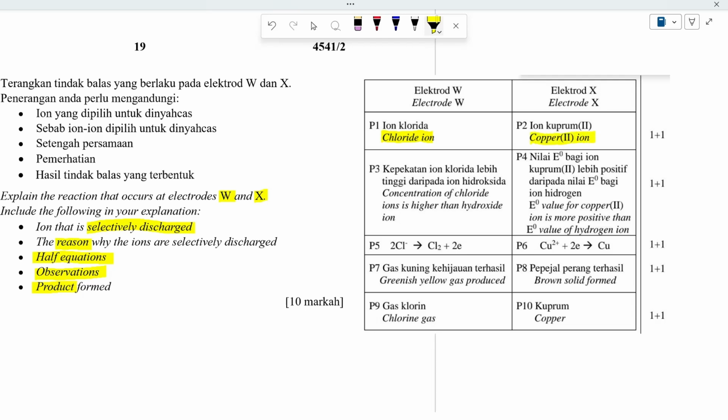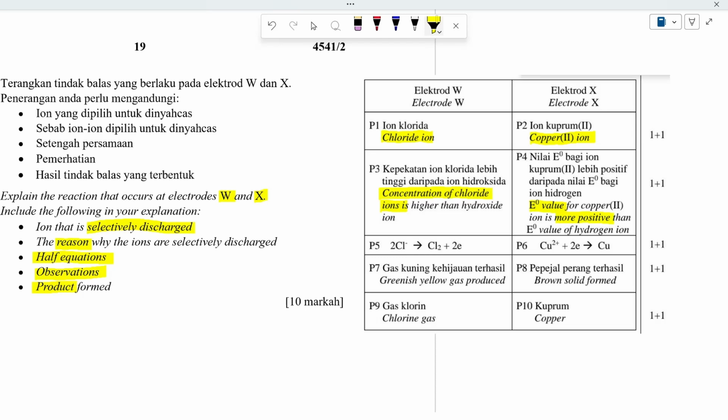So 2 marks here. Now class, why the chloride ions is selectively discharged? Because the concentration of the chloride ions is higher than the hydroxide ions. So what is the concentration given? 1 mole per cubic decimeter, right? Then for the copper, why copper is selectively discharged instead of hydrogen ions? Because the E0 value for the copper 2 ions is more positive than the E0 value of the hydrogen ions.